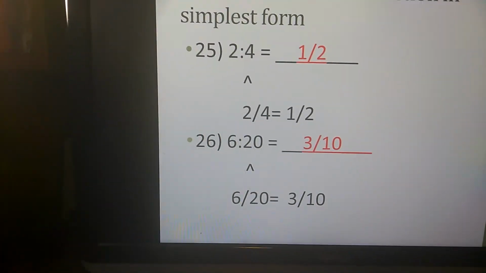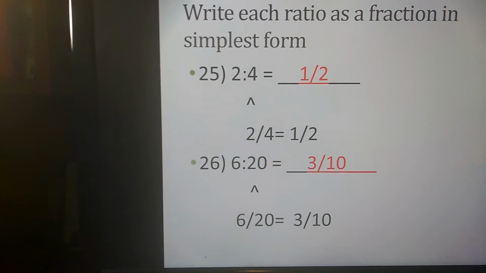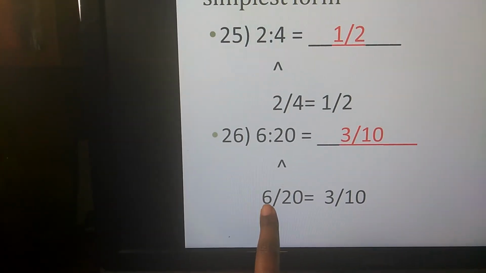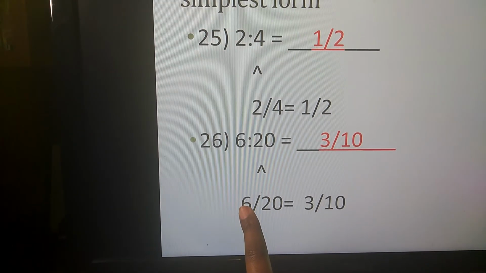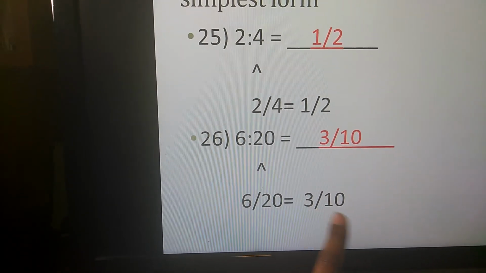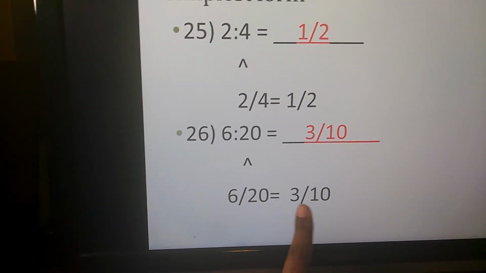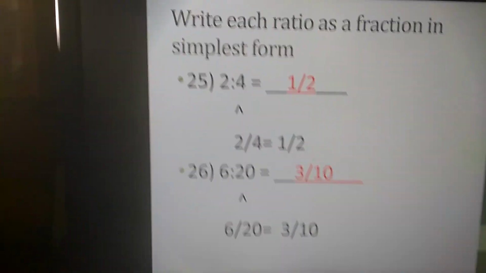Okay, number 26, we have 6 and 20. So we have to figure out what number can go into both of those. And I wrote it as a fraction right here, 6 over 20. And then side by side, 2 goes into 6 3 times, 2 goes into 20 10 times. So the fraction reduced, 3 over 10, is in the simplest form.